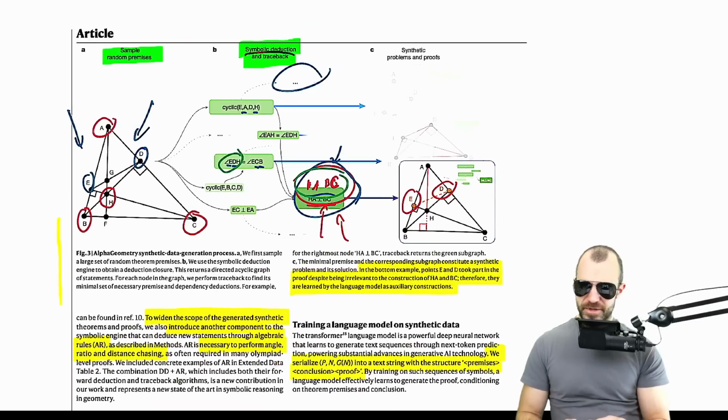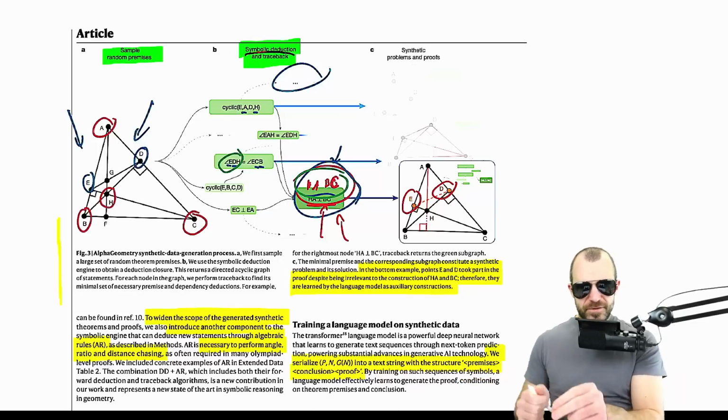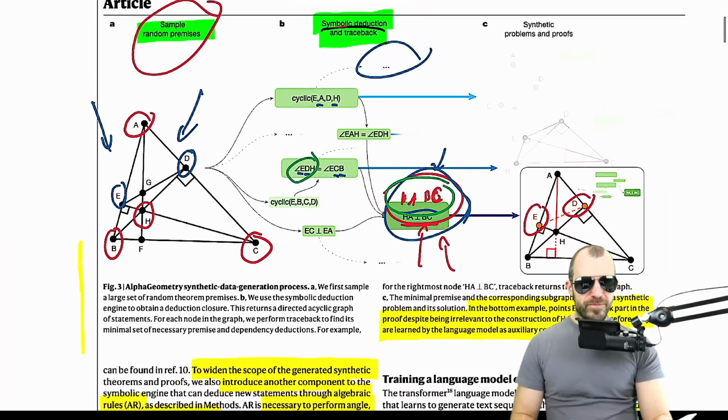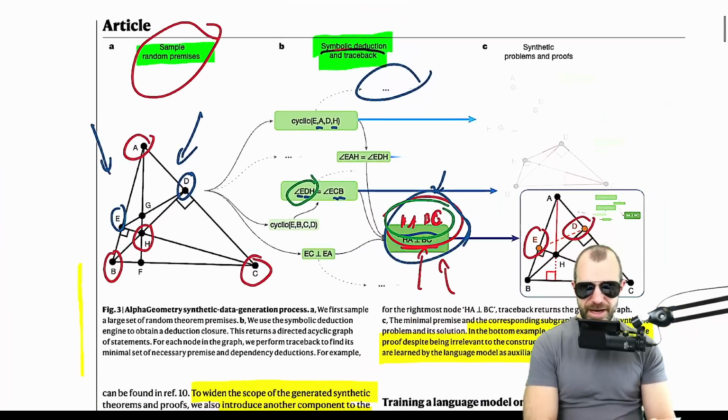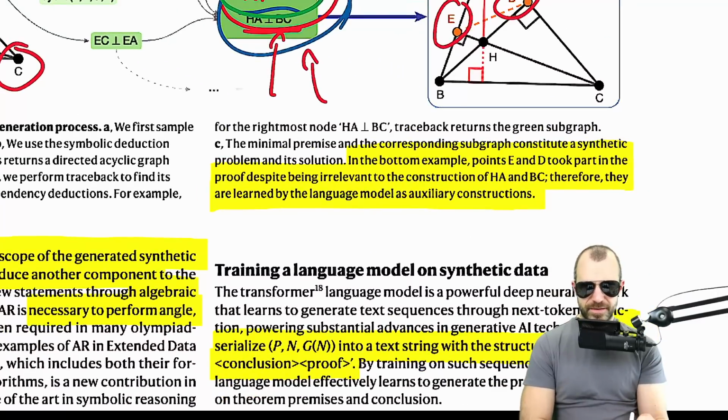I think that's pretty smart. You can see totally that it requires this very specific set of circumstances, like, okay, the problem domain is kind of infinite, but also the list of basic premises that you can combine to achieve these premises is sort of very small, and also it can be verified easily and so on. But still, I think it's pretty smart how they did that. So yeah, you can see right here, points E and D took part in the proof, despite being irrelevant to the construction of HA and BC.